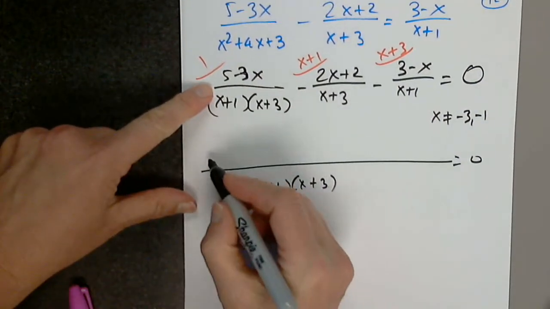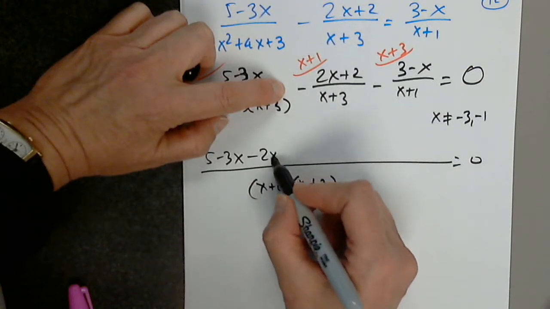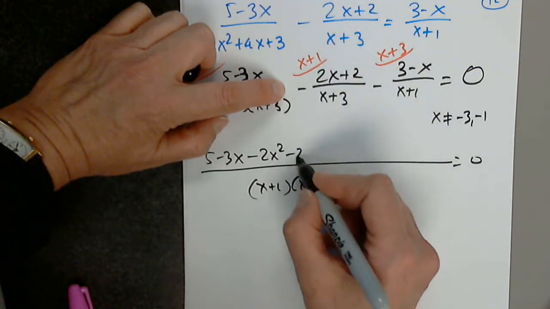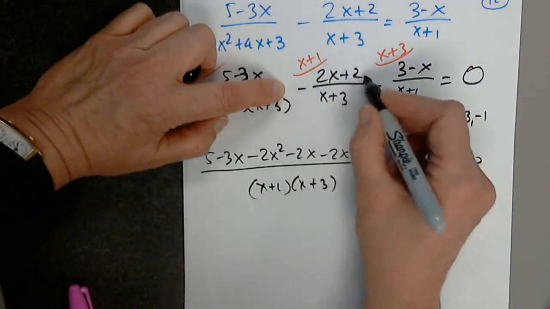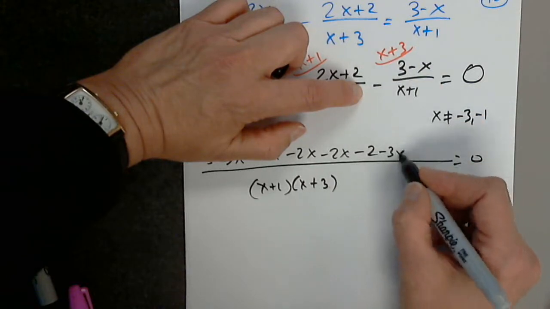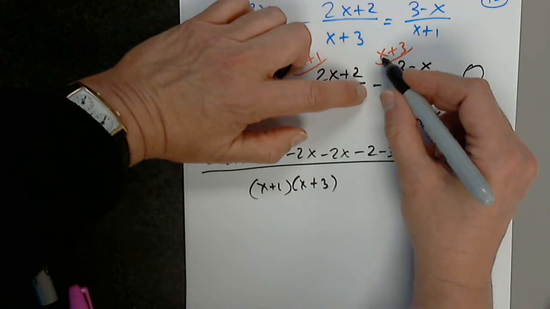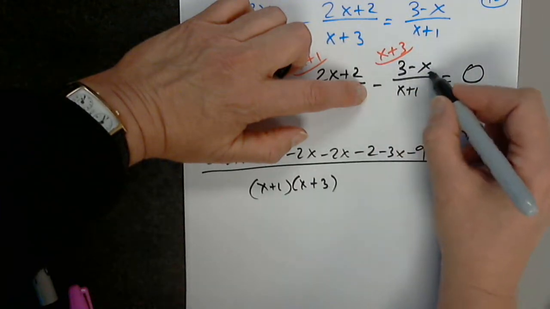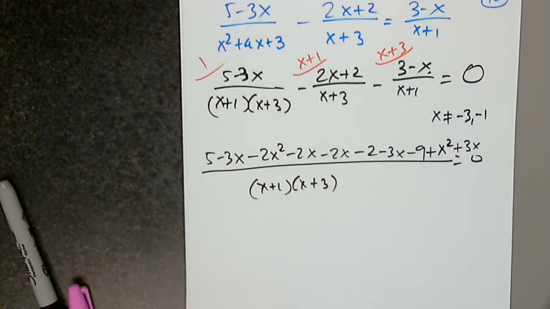The first one is nice and clear, 5 minus 3x. Minus 2x times x, minus 2x times 1, minus x times minus 2 times x, and minus 2 times 1. Minus 3 times x, minus 3 times 3, positive x times x, positive x times 3. Sorry, I ran out of room again. Are these okay? Yeah, I'm fine.